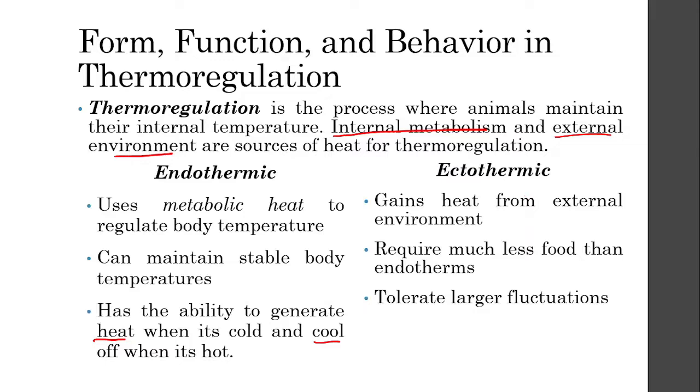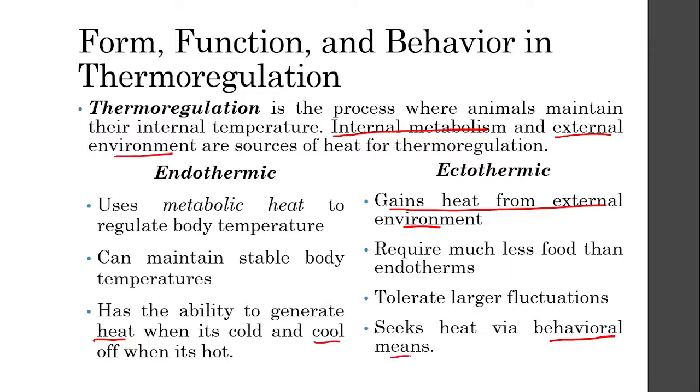Moreover, ectothermic animals are more tolerant of larger fluctuations. So the set point that they have and the normal range between this temperature is much larger compared to endothermic animals. Lastly, ectothermic animals seek heat via behavioral means. So they can gain this external environmental heat via behavioral means.